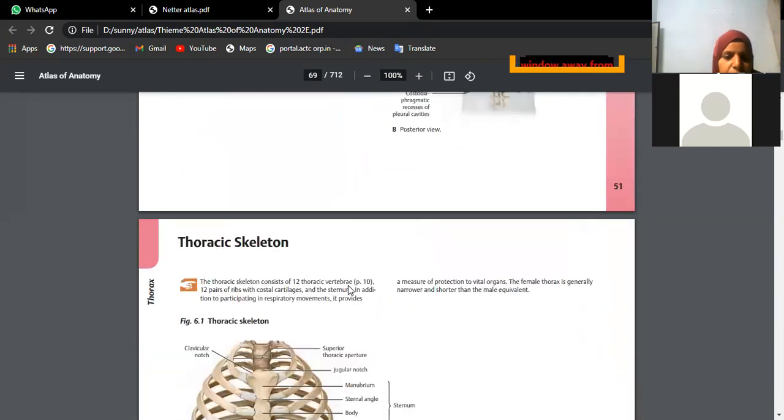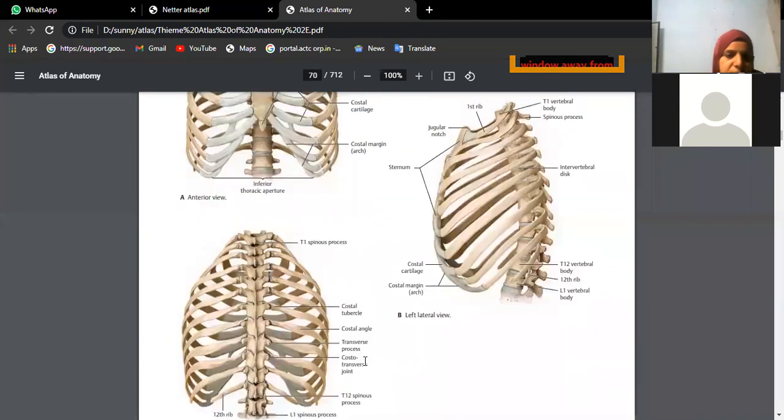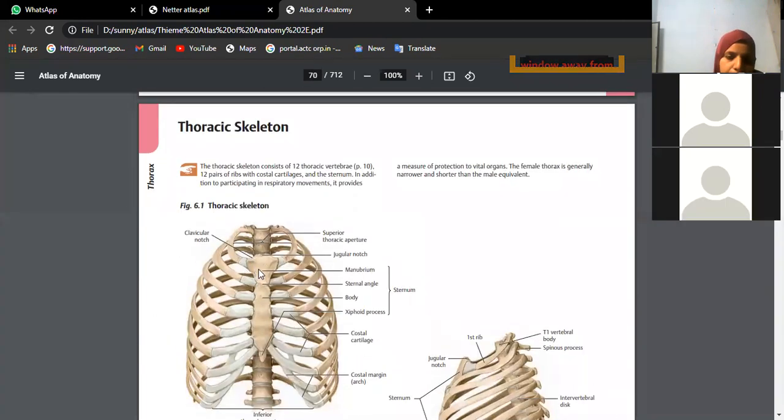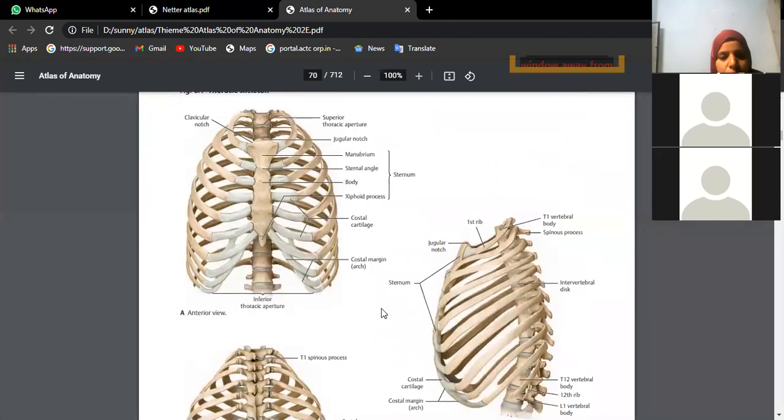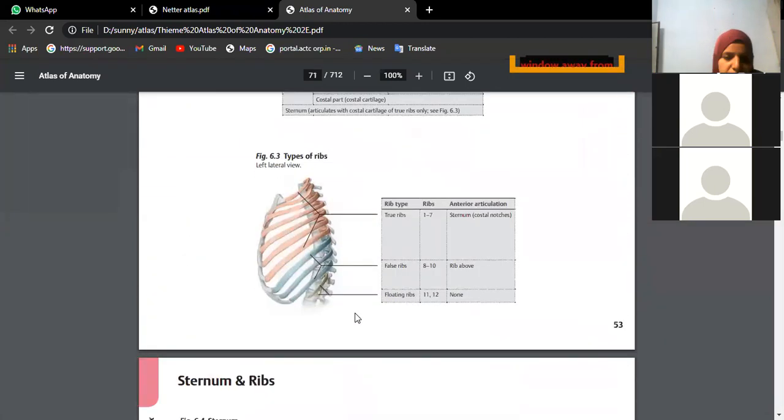Okay, then when you see the osteology, we have the sternum, ribs and vertebral column. Just to get an idea, this is the manubrium, body and the xiphoid process, and you are finding 12 pairs of ribs. Anteriorly, they are attached to the sternum. Posteriorly, they are attached to the vertebral column. Okay, so osteology we will do later.